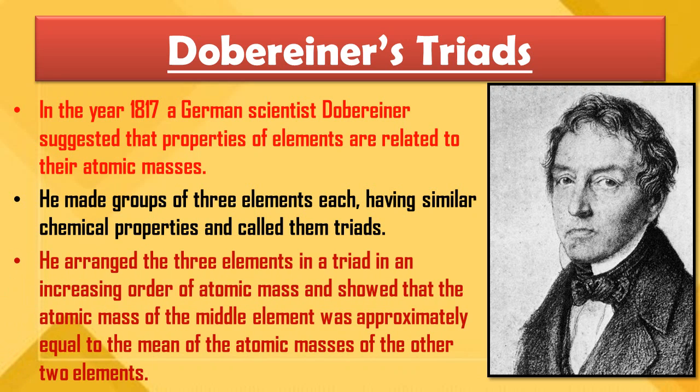He arranged the 3 elements having similar chemical properties in a triad in increasing order of atomic masses. So first he made a group of 3 elements with similar chemical properties, arranged them in increasing order of their atomic masses, and showed that the atomic mass of the middle element was approximately equal to the mean of the atomic masses of the other 2 elements. So this was Dobereiner's Triads classification. However, all the known elements could not be classified into Dobereiner's Triads.